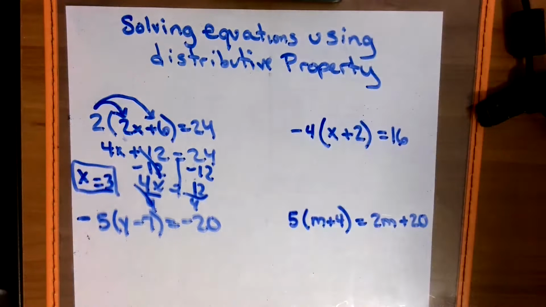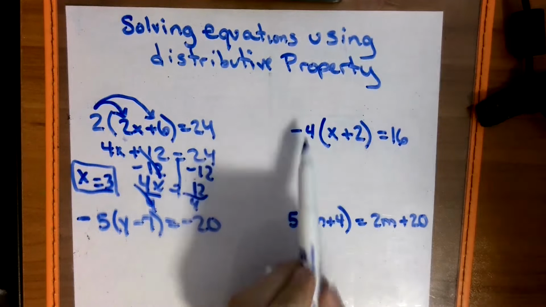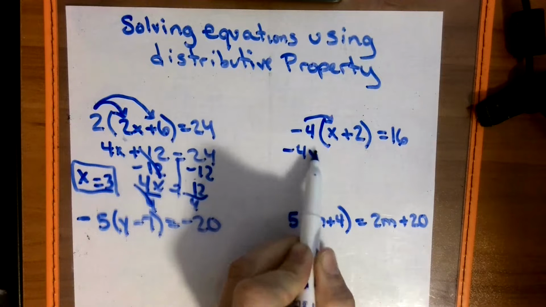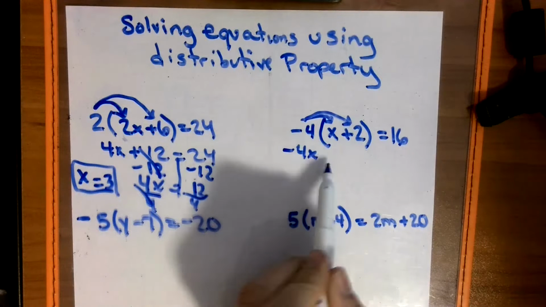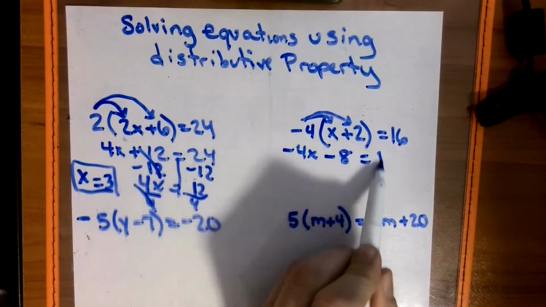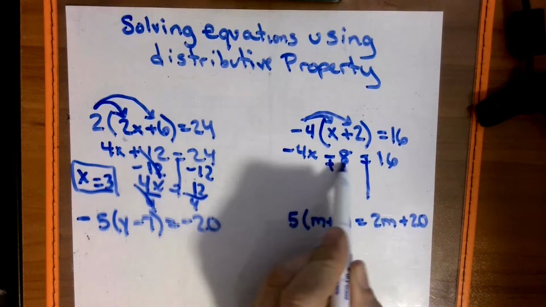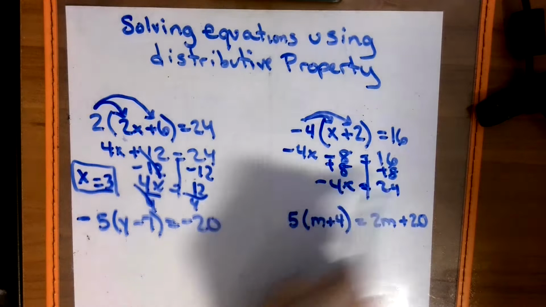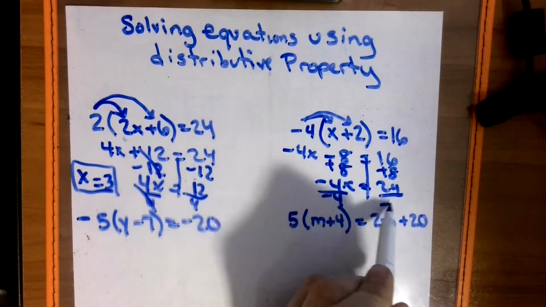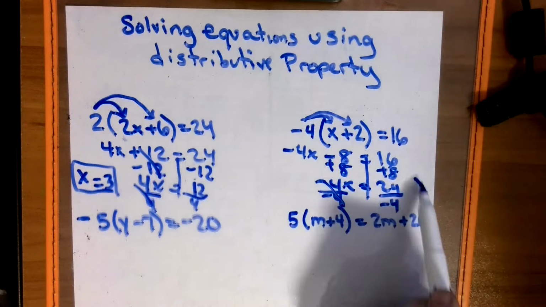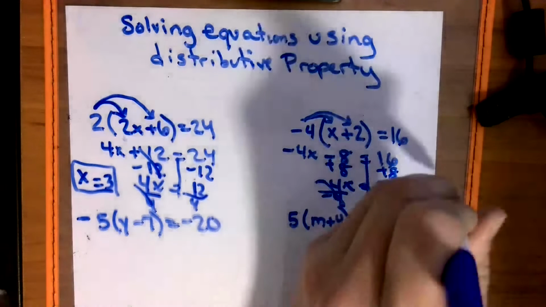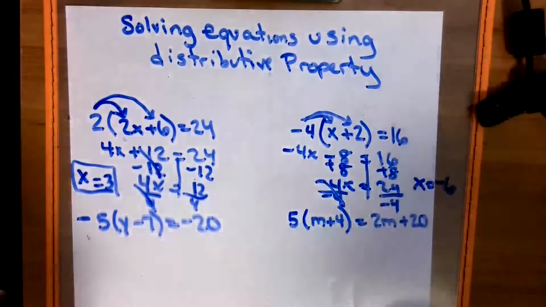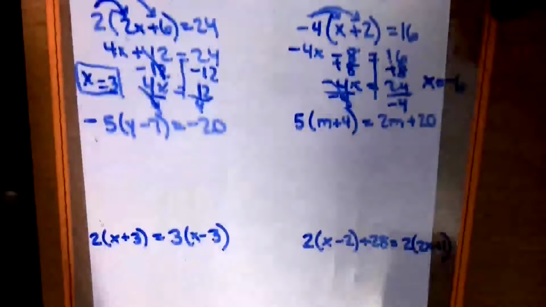Okay, looking at what happens if there's a negative on the outside, we just have to make sure you're distributing both pieces. So this will be a negative 4x, and then a negative 4 times a positive 2 is a negative 8 equals 16. Draw our line. Add 8, negative 4x equals 24. Divide by negative 4, divide by negative 4. x equals negative 6 on that.